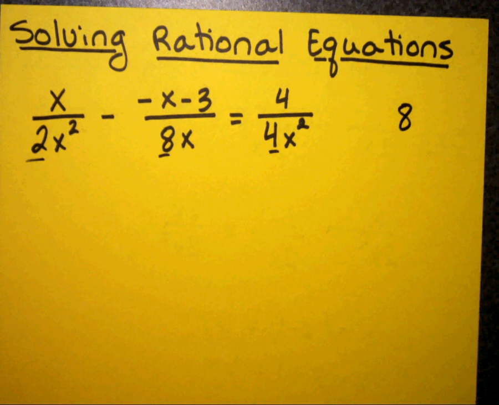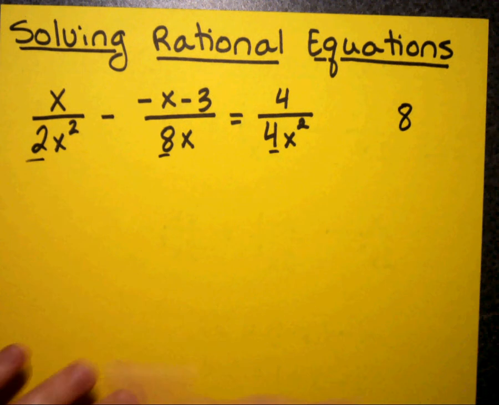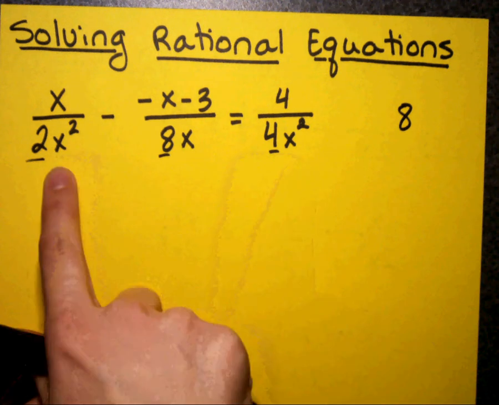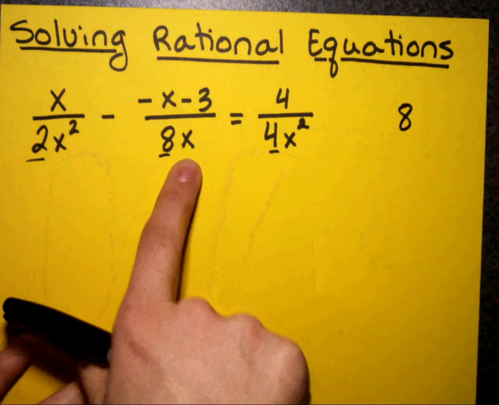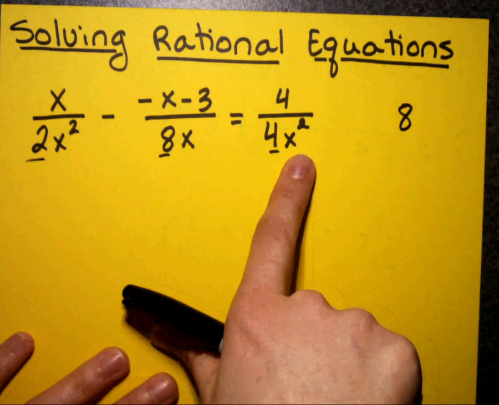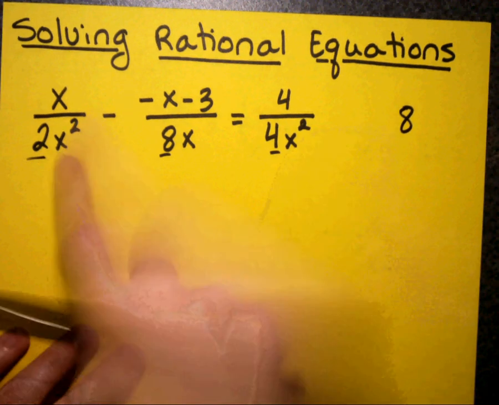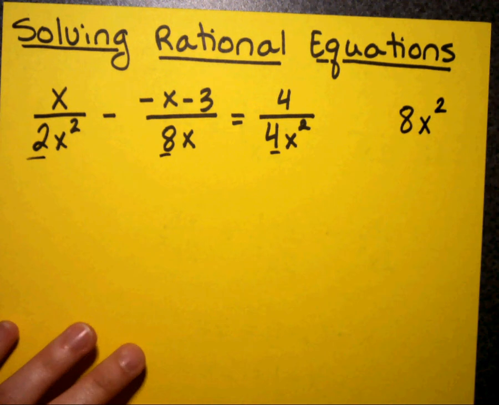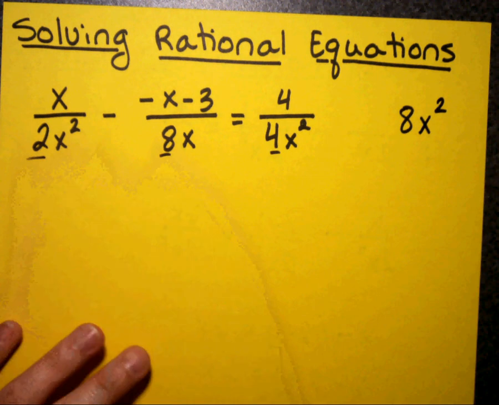Now looking at our variables, we're looking at the variable that has the biggest exponent. So I have x squared, I have x, and then again I have x squared. So I need the most, so I'll take x squared. So 8x squared is our common denominator. And now using that to fix all of our other values.